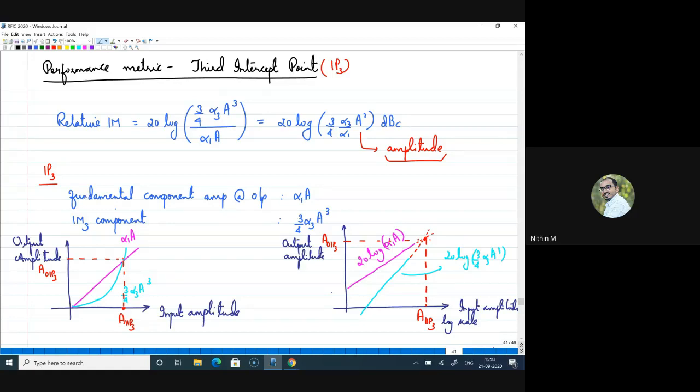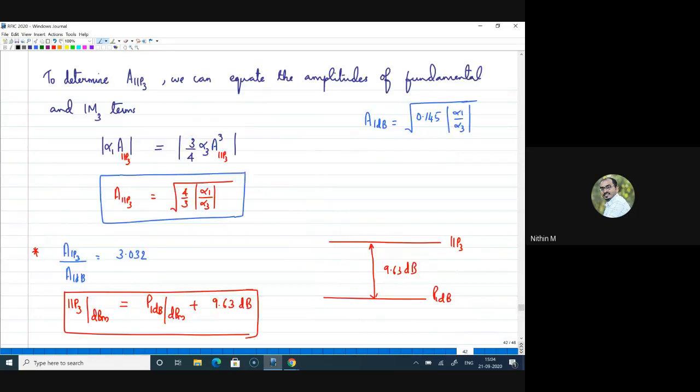One thing to note here is that the compression point was also done in a similar way, but for the compression point, what we have done is 1 dB from your ideal alpha 1 a graph. If your gain is dropping by 1 dB, that point we have taken as the 1 dB compression point, right? But now here we are taking the fundamental gain graph and the third order intermodulation graph. So if I am marking on the input side, it will be AIP3, and if I am evaluating on the output side, it will be AOIP3.